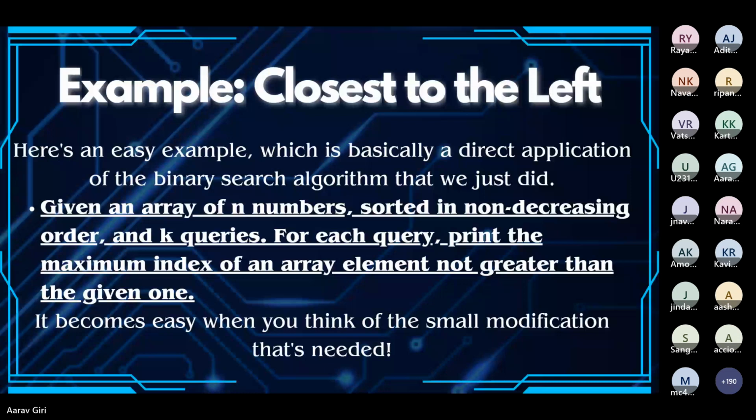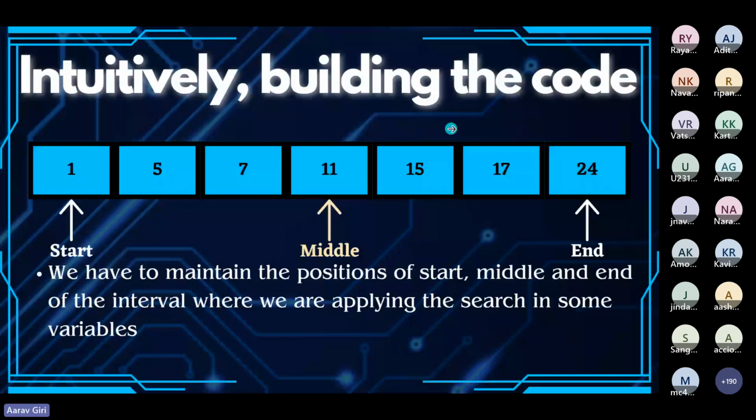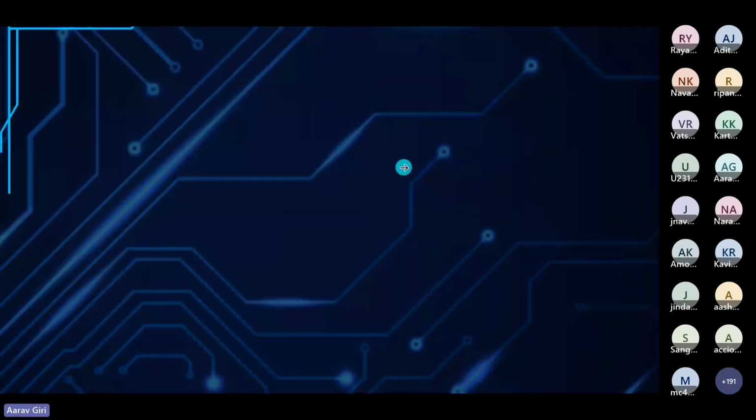In this example, suppose you take this only, I can even ask, tell me the maximum index of the element that is not greater than 16. You can clearly see that 16 should have been here, but the element not greater than that is 15. All right. So that's the thing. So now we have to suitably modify the code.